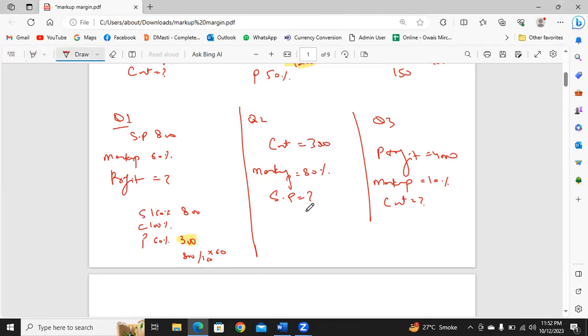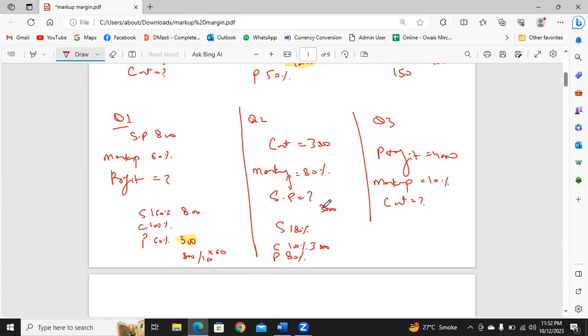We have to find out the markup price. The profit is 80%. They have given the cost, 100%, as 300. So the profit, 80%, is 240. So we have the cost, that is 3,000. Now we need to find out the price. So what we need to do?